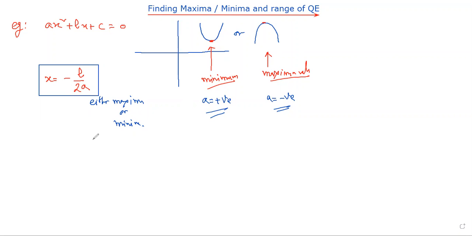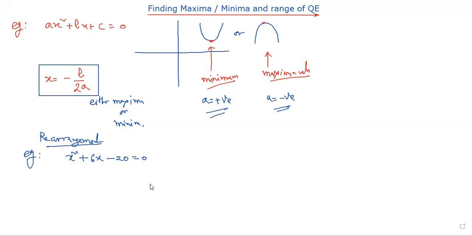Now, another point: that particular quadratic equation can be written in some other format also, that means rearranging it. As an example of rearrangement, let's say x square plus 6x minus 20 equal to 0. It is a quadratic equation.